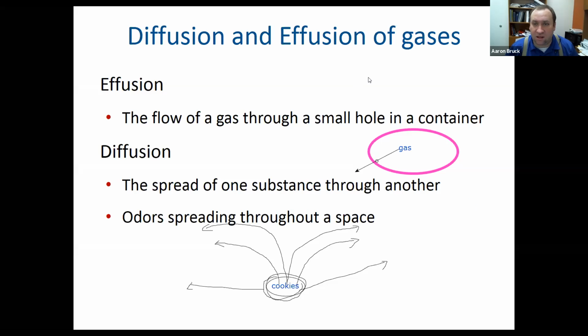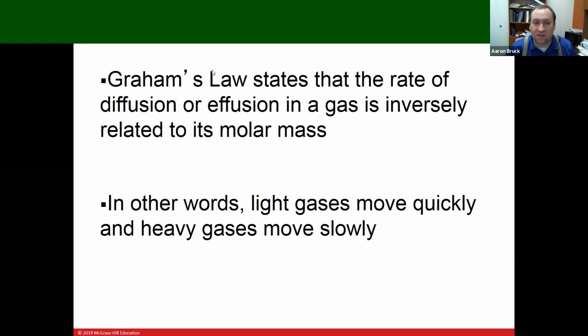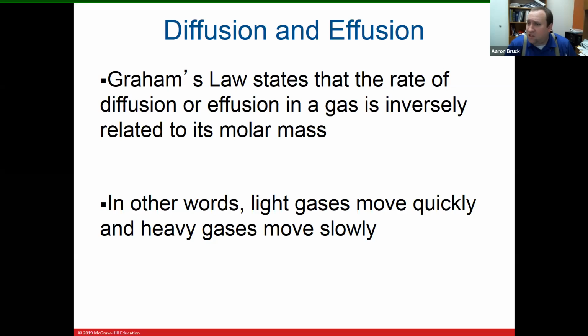And both of these can be described and defined using something called Graham's law. What Graham's law states is that the rate of diffusion, or effusion, is inversely related to the molar mass of the gas that we are studying. Now, there are some equations for this. We're not going to get into the equations. We're not going to try to calculate how fast one gas moves versus another. What we need to know is the qualitative relationship here. And the qualitative relationship is slow gases come from heavy molecules. Fast gases come from light molecules.